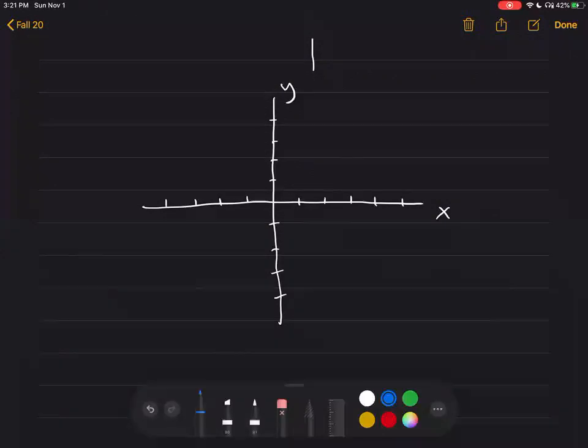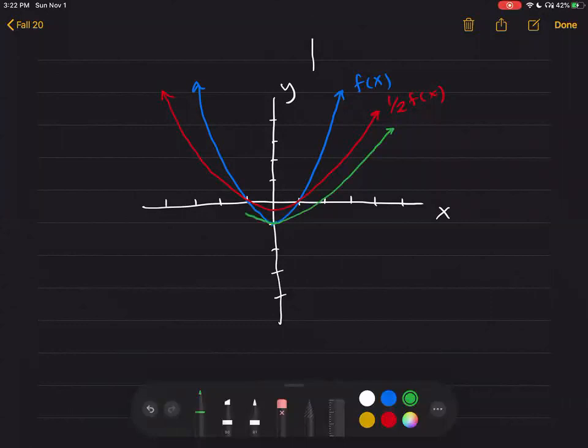So our original f of x looks something like this. And I drew these out a little bit beforehand. If we do the vertical squeeze by 1/2, that's going to look like this. So this is 1/2 f of x. And then if we look at the horizontal stretch, that's going to look like this. So this was f of 1/2 x.